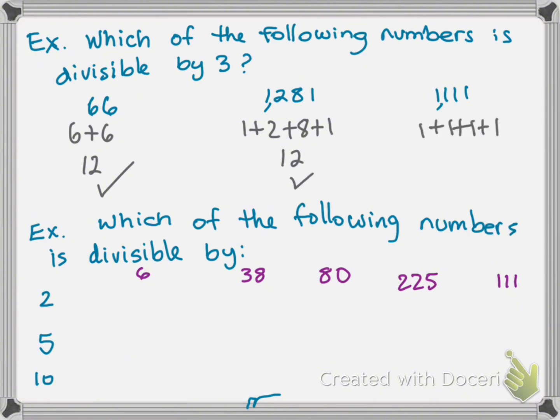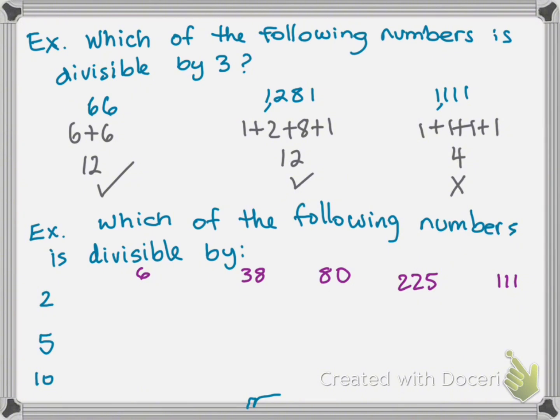Now in this case, if I add 1 plus 1 plus 1 plus 1, the answer is 4, which is not a multiple of 3. So in this case, 1,111 is not divisible by 3. All right, let's look at the next example.